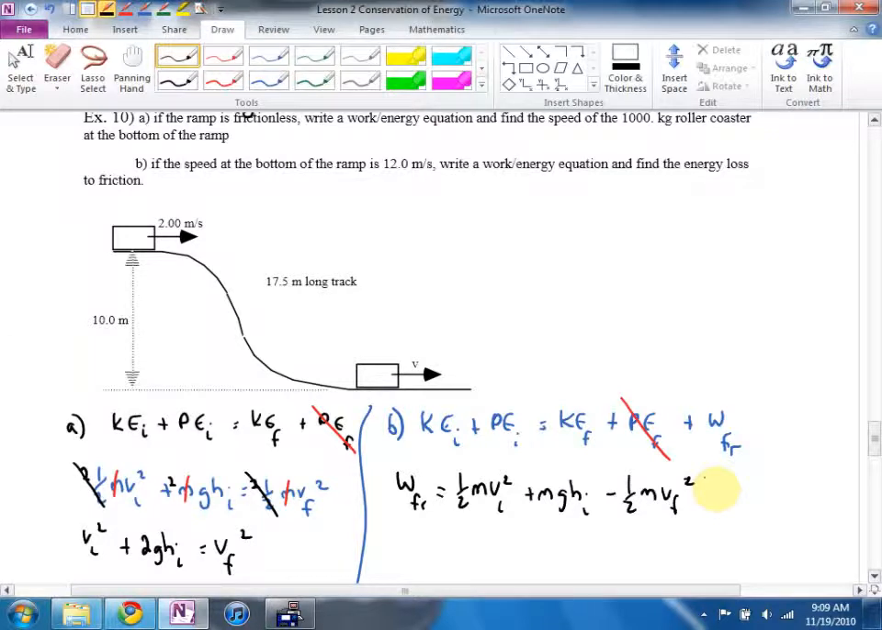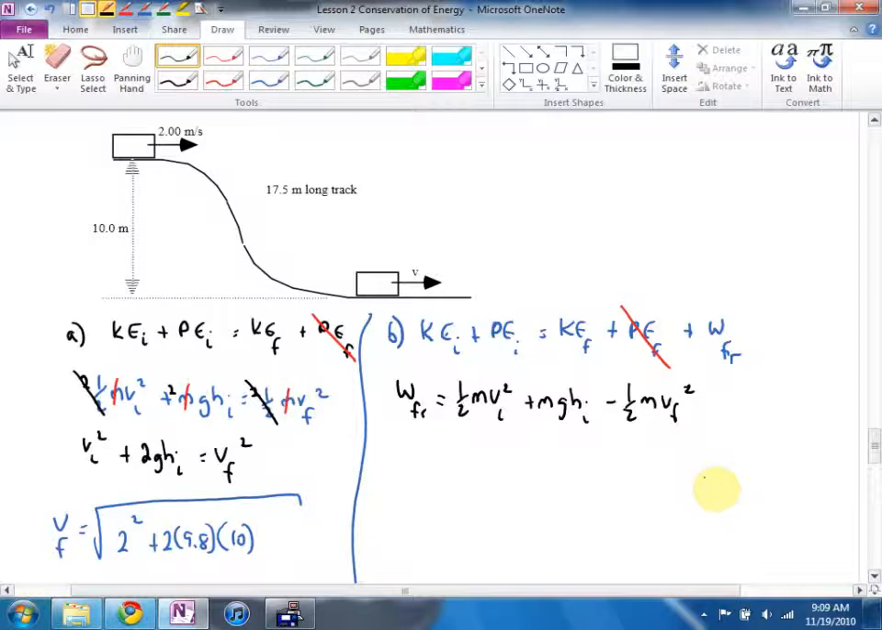Do I know the mass? Do the masses cancel this time, Jesse? Why not? You're right. How come? Is there a mass here? So why not? No mass in heat. Common mistake number 3 or 4.